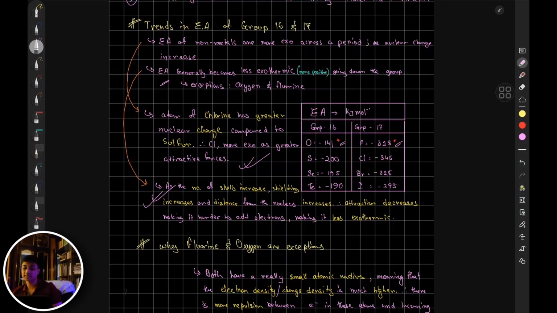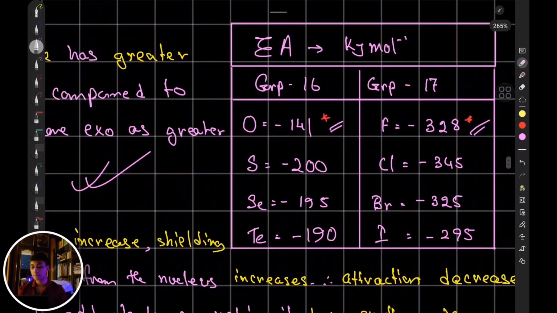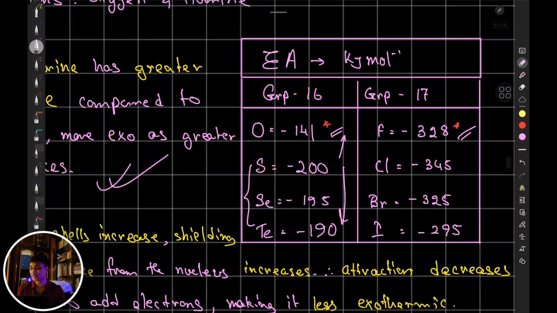However, that's not the case, as we can see, because let's say for group 16, oxygen is only releasing 141 kilojoules of energy, whereas sulfur is releasing 200 kilojoules. Now, after sulfur, you can see it's a decreasing trend from 200 to 195 to 190. But if this trend was supposed to be maintained, oxygen should have had a higher amount of energy release. So it should have been around 225 or 250, but it is less than 200 because it's releasing less energy. Why is that the case?